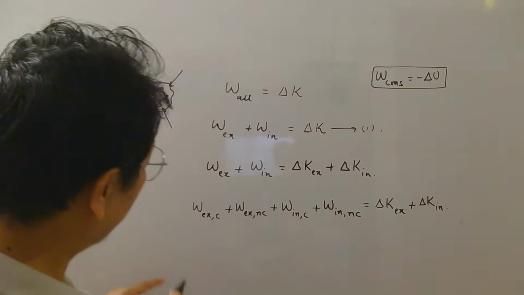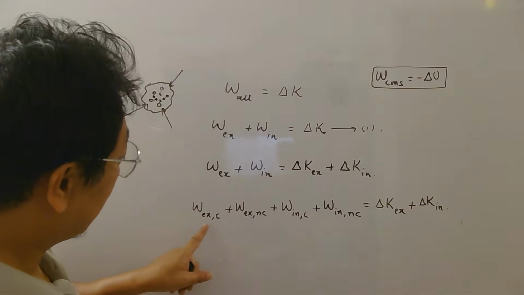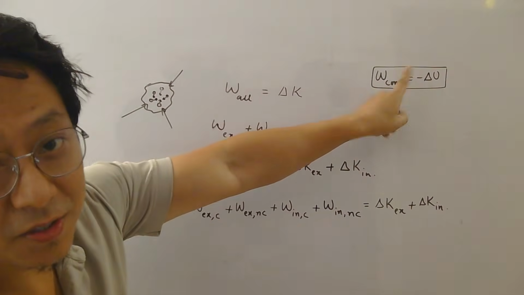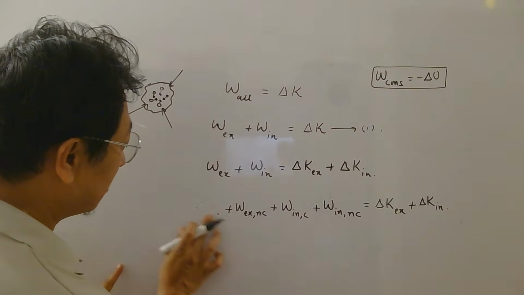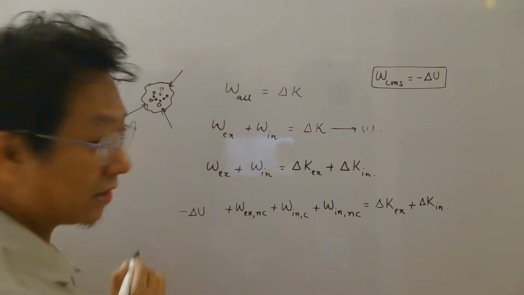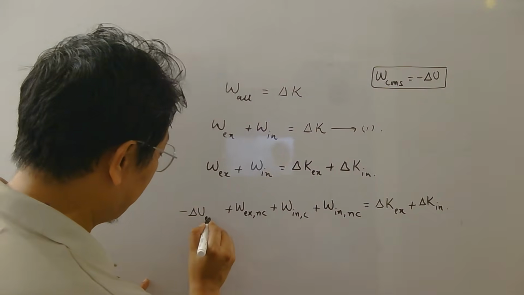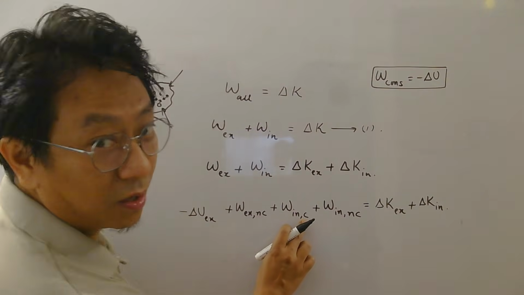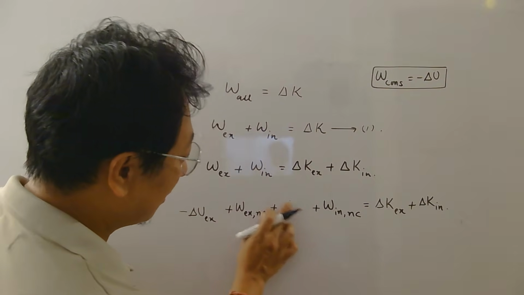Now I told you work done by conservative forces can be written in terms of minus of change in potential energy. So this can be written as minus delta U external, remember, and this is also conservative, work done by conservative forces, right, internal.